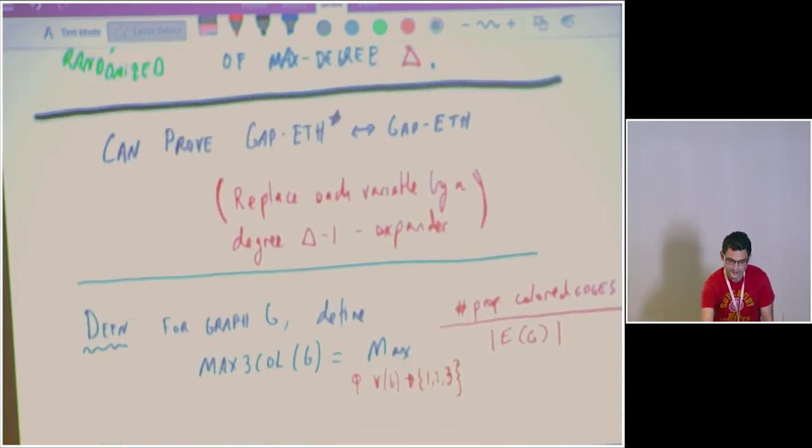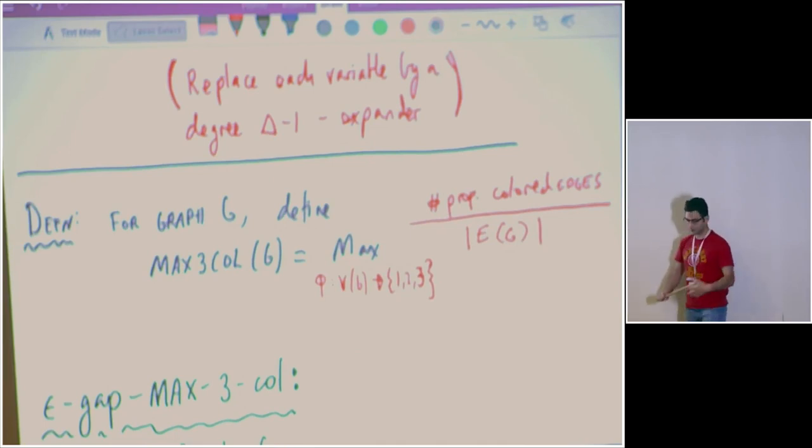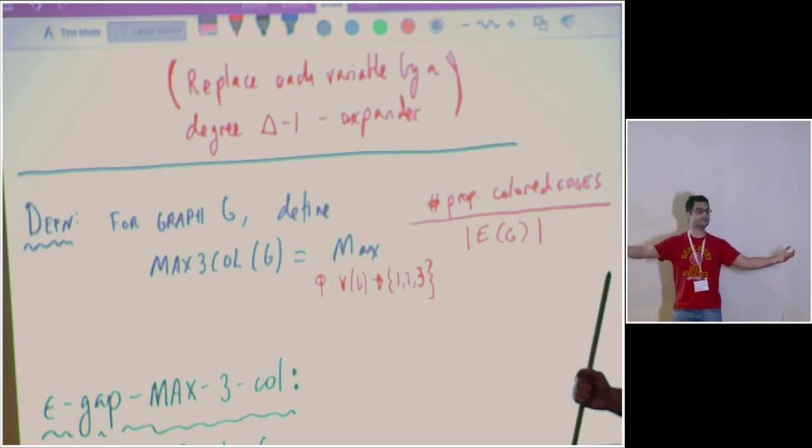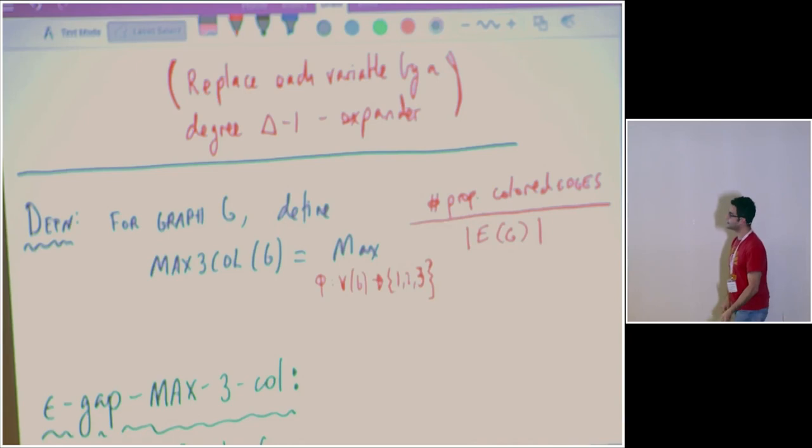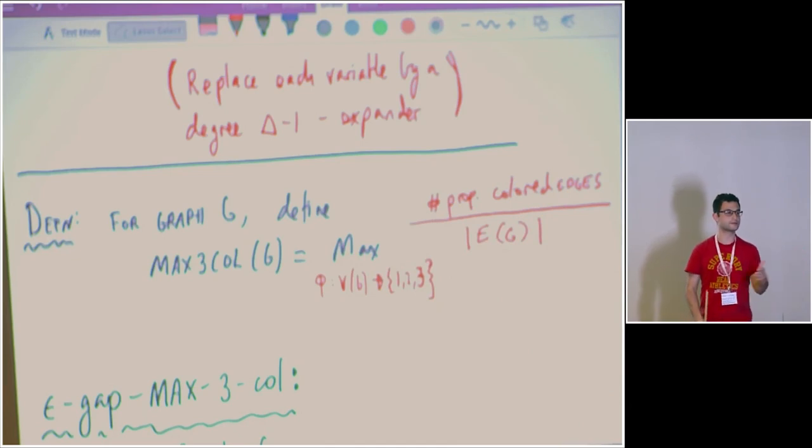In particular, let's define, for a graph G, max 3 coloring of G. So now, normal 3 coloring, I want to color every vertex with colors 1, 2, and 3 so that every edge has differently colored endpoints. In the max 3 coloring, I now want to maximize the number of edges that are happy, where an edge is happy if it has differently colored endpoints. So I just define max 3 coloring of G to be the maximum over all colorings of G of the number of edges that get properly colored divided by the number of edges. So again, this is a number between 0 and 1.